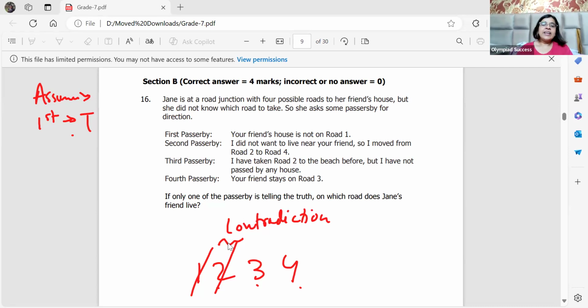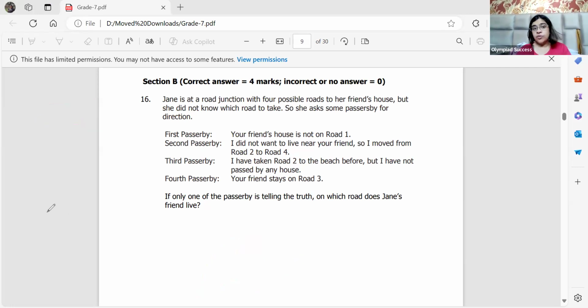Now, your friend stays on road 3 is also incorrect. So you might have got an idea that, ma'am, it can be road 4 as well. Right? But see, he came to road 4 and he's saying that now he's not in the vicinity of the friend's house. That means that is also false. So it's a pure contradiction case, Arnav.